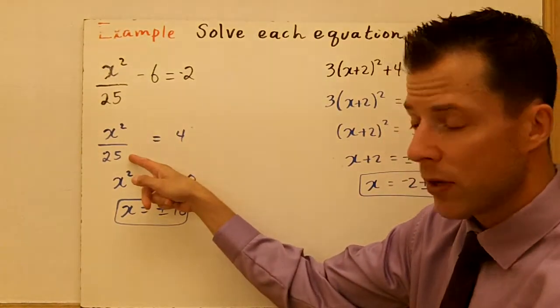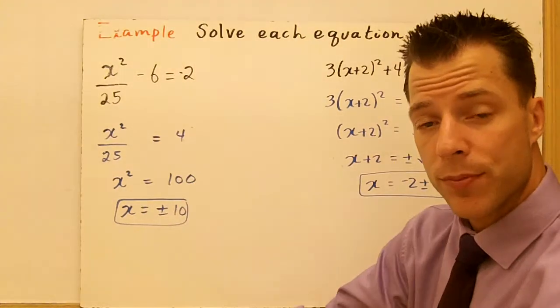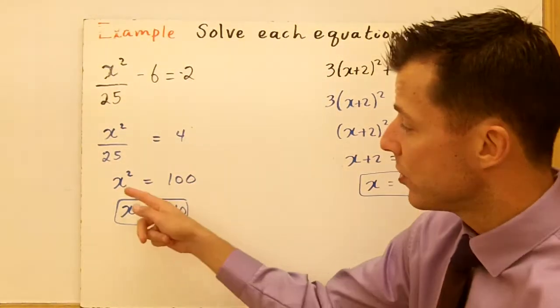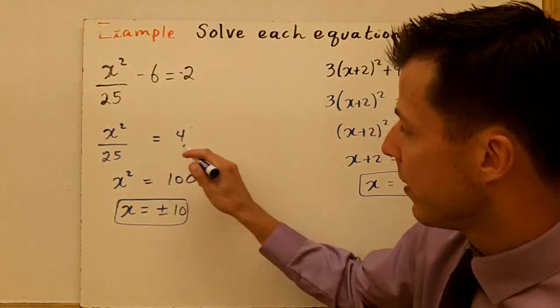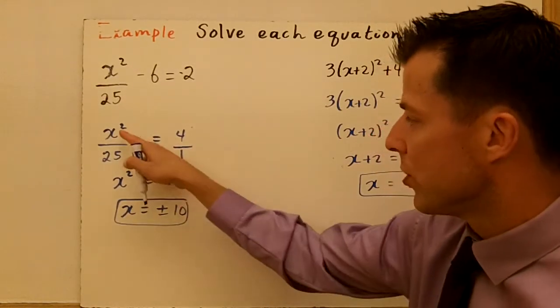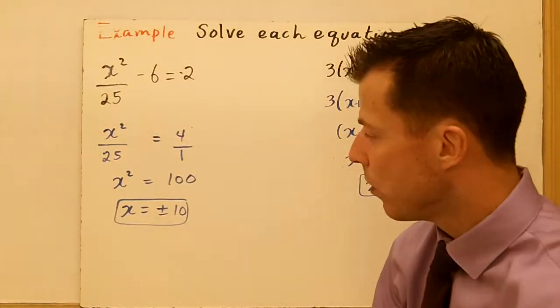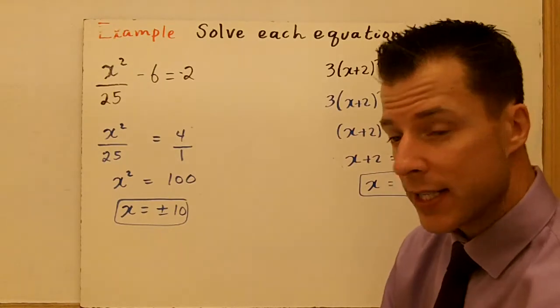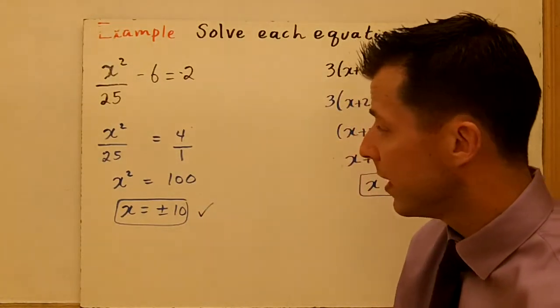X squared divided by 25, well, if you're dividing x squared by 25, to get rid of it, you multiply each side by 25. So you get x squared equals 100, 25 times 4. Another way to think of it is if you did proportions, x squared equals 25 times 4. You take the square root of both sides. In this case, we're going to keep that plus or minus 10. So that's our answer, plus or minus 10 for x.